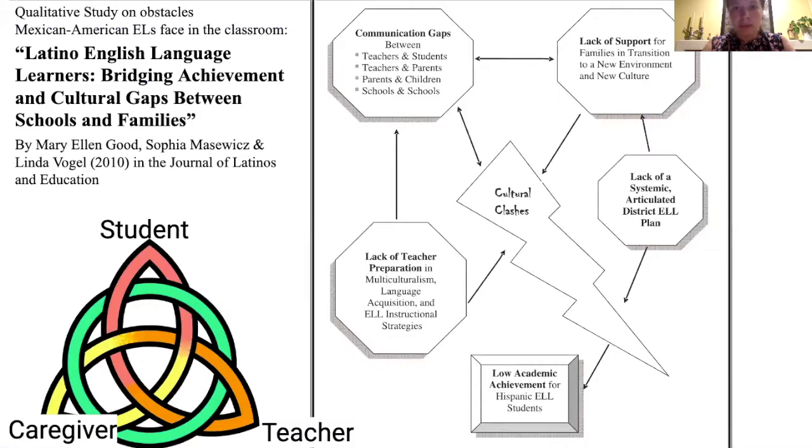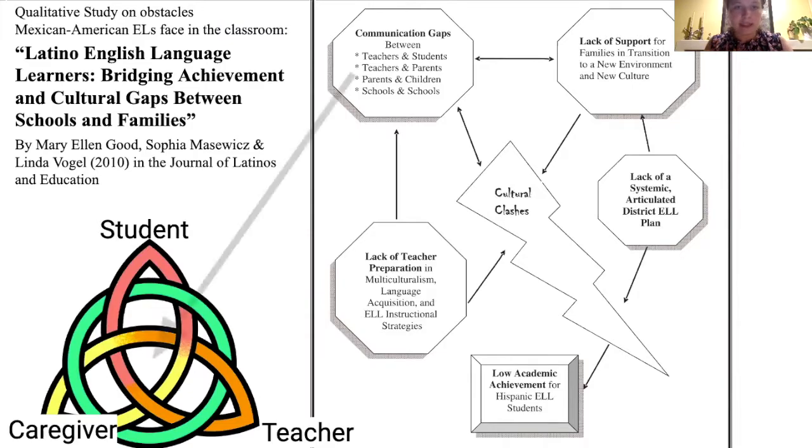In our project, we relied on a qualitative study focused on Mexican American English language learners. This study resulted in the graphic that you see on the screen, which links several of the major obstacles that students face as found in the paper's research. Now, let's link the obstacles from the paper to what we see in the Triquetra.